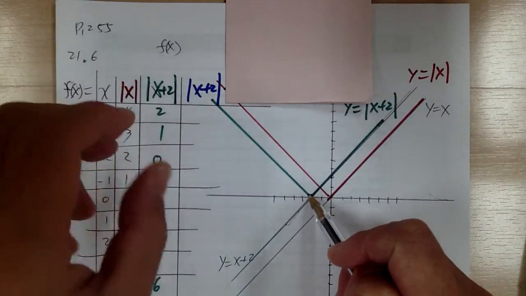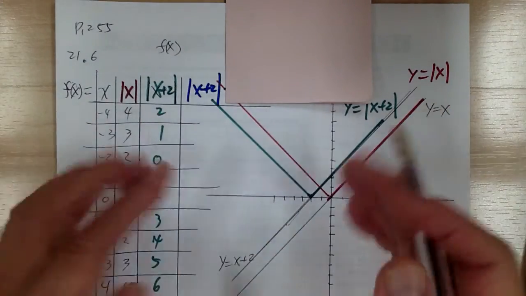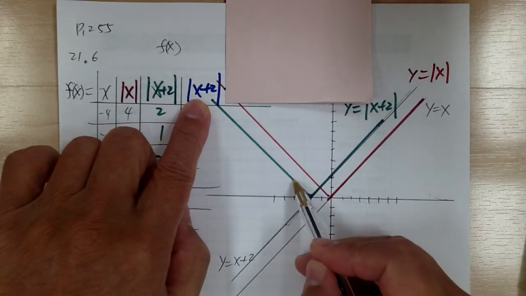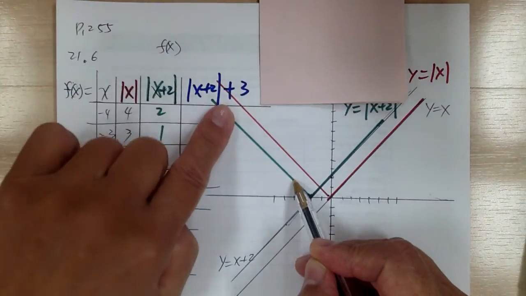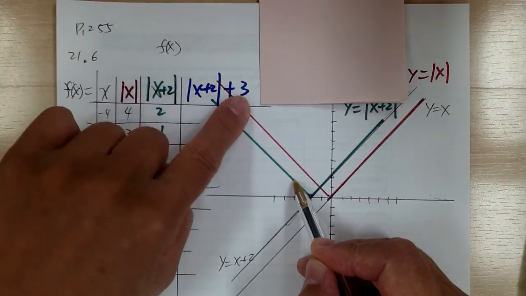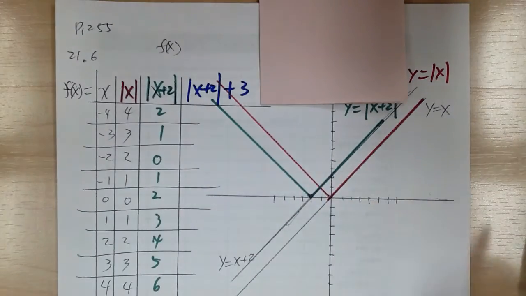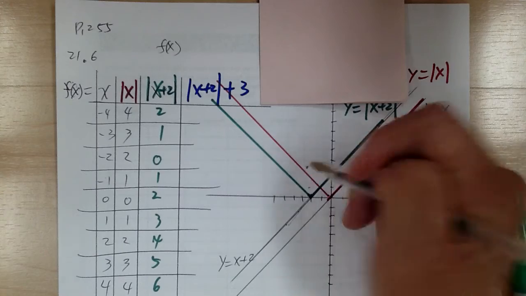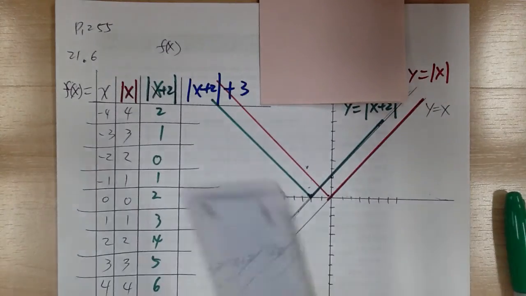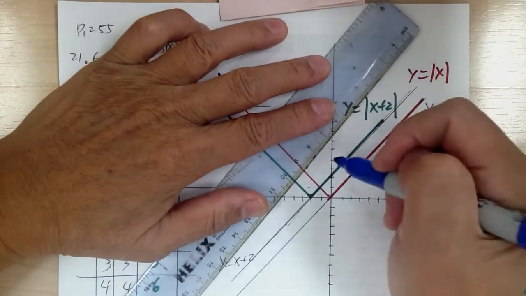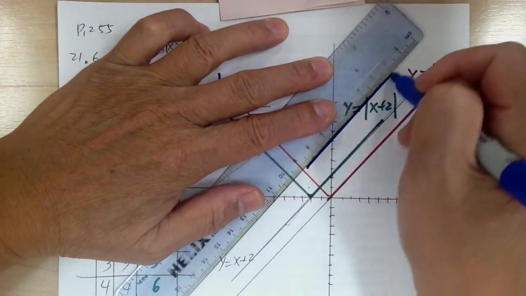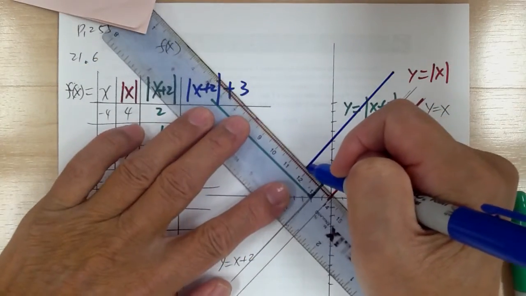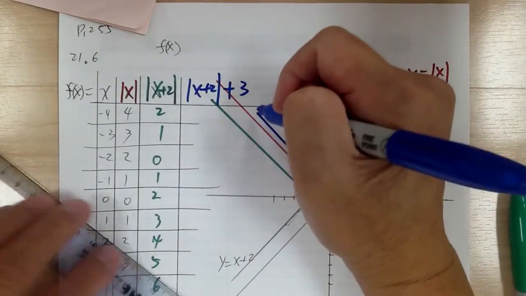Then you work from the inside and work your way out. Now this is the green. Now you apply this part over here. This is y equals that plus 3. So from here you go up by 3: 1, 2, 3. So you're going to be right over here, and your graph is going to look like this. Okay, and that's that.